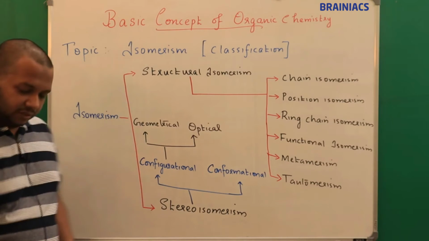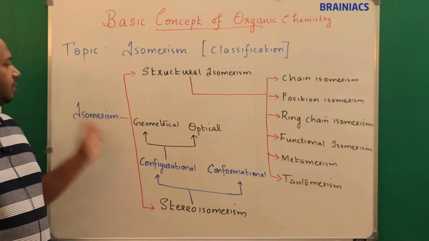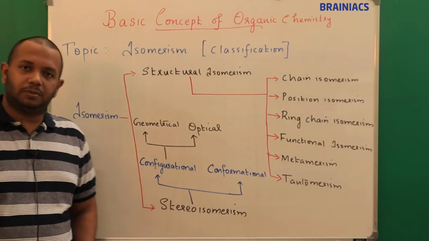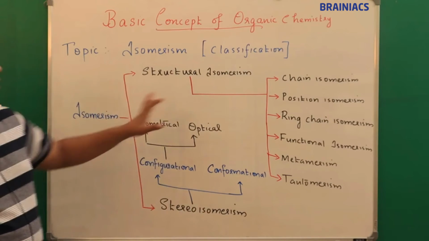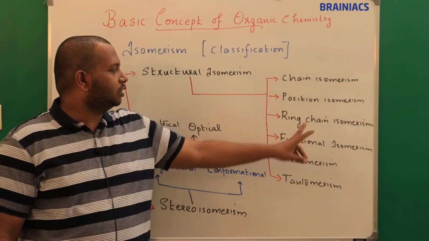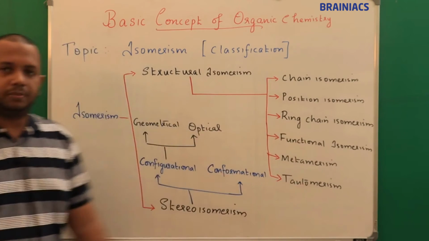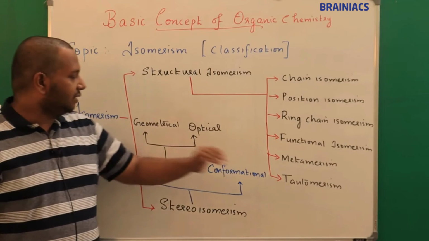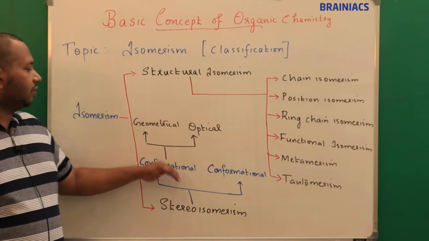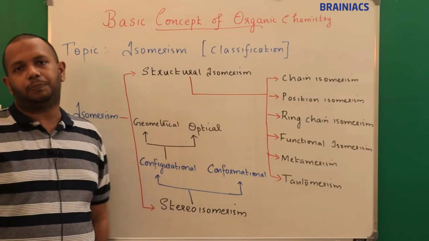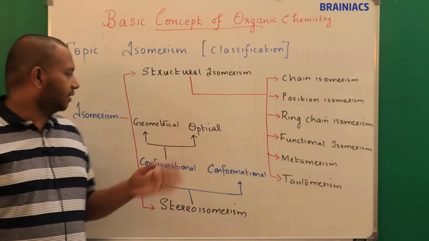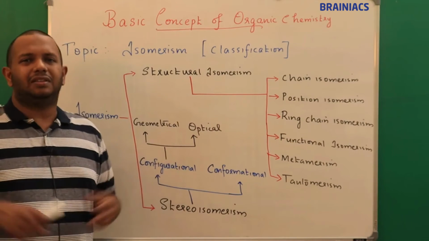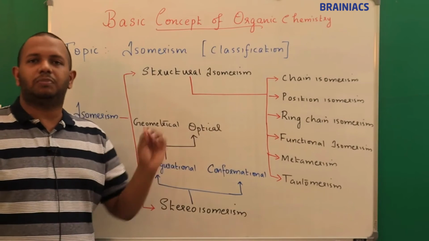Please look at this. I hope it is clear for you. Isomerism is broadly classified into two: structural isomerism and stereoisomerism. Structural isomerism is divided into chain isomerism, position, ring chain, functional, metamerism, and tautomerism. Stereoisomerism is classified into two, configurational and conformational. Configurational is further divided into geometrical and optical isomerism. Some people may say optical is not a part of configurational, and that it's another branch totally. Anything is okay. I will explain each one of these one by one with examples.